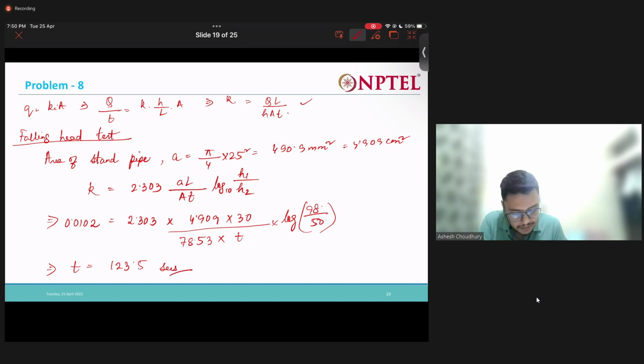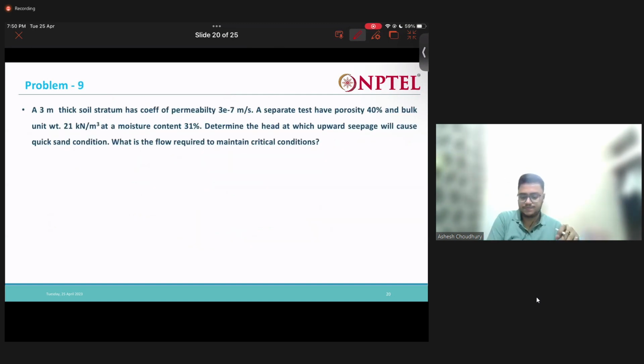Okay, now for the same permeability chapter, let's solve one more problem. A 3-meter thick soil stratum has a coefficient of permeability 3 into 10 to the power minus 7 meter per second. A soil sample has porosity 40% and bulk unit weight 21 kilonewton per meter cube at the moisture content of 30%. Determine the head at which upward seepage will cause quicksand conditions. What is the flow required to maintain critical condition?